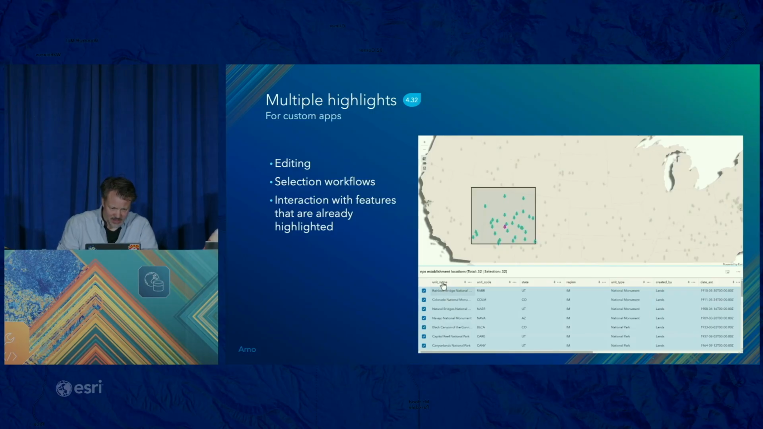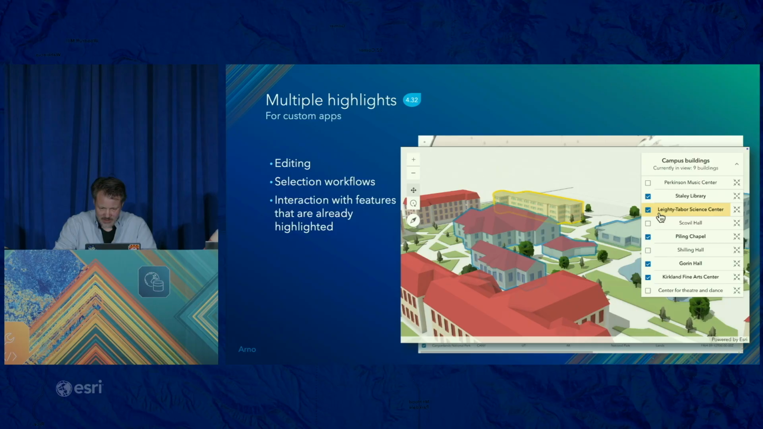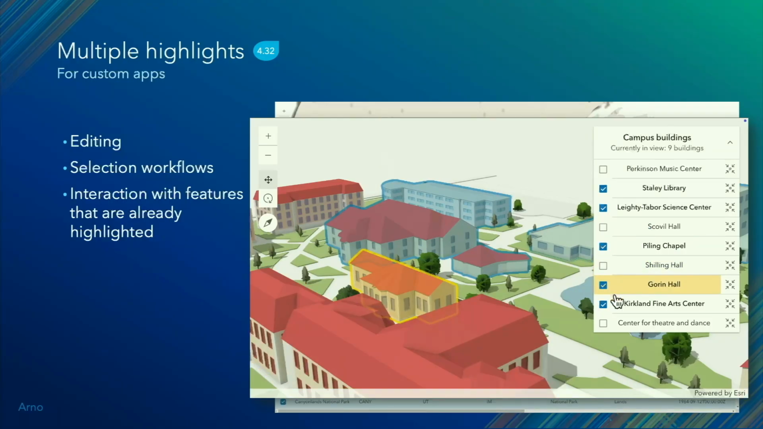This works in 2D and also 3D, and you see here how we're making use of that to generally highlight selected buildings, and then, for example, combine that with a hover to show additional information or point out a specific building.